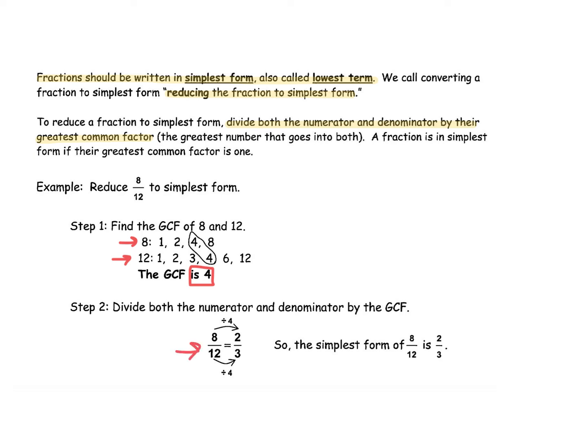That's the example they're showing down here. 8 divided by 4 is 2, and 12 divided by 4 is 3. So then our final answer is 2/3. That's the equivalent fraction, right? It still is equal to 8/12. It's just in simplest form. So write down the highlighted parts and the example.